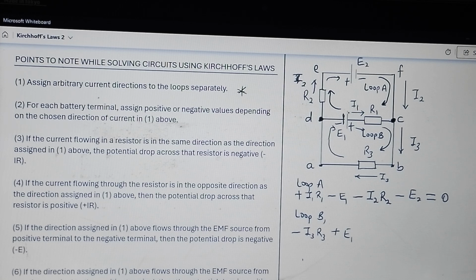Is now moving in the direction of I1. So the potential drop across this resistor will be negative. So we say minus I1 R1. Since we have finished with all the elements, remember Kirchhoff's voltage law that says the summation will give us what? 0. Then we can also apply the current law, KCL.